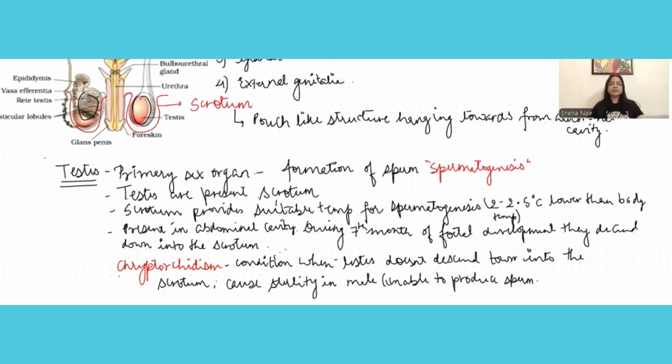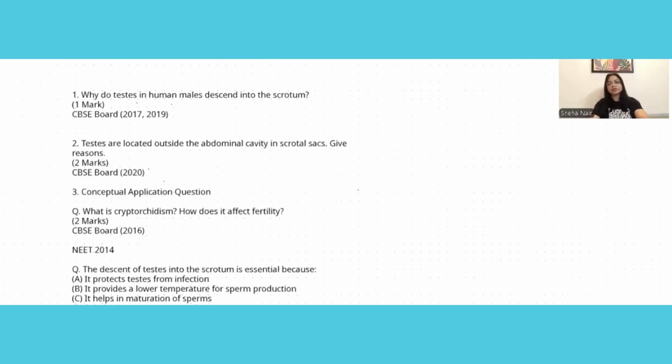All right. So this is very, very important. A number of questions have been asked from this topic, and as you can see on the screen, a number of times questions have been asked, like in board exams and also in NEET. Like in 2017 and 19, it was asked why do testes in human males descend down into the scrotum? So now you know the answer. They descend down so that spermatogenesis can take place, as spermatogenesis requires 2 to 2.5 degrees Celsius lower than the body temperature.